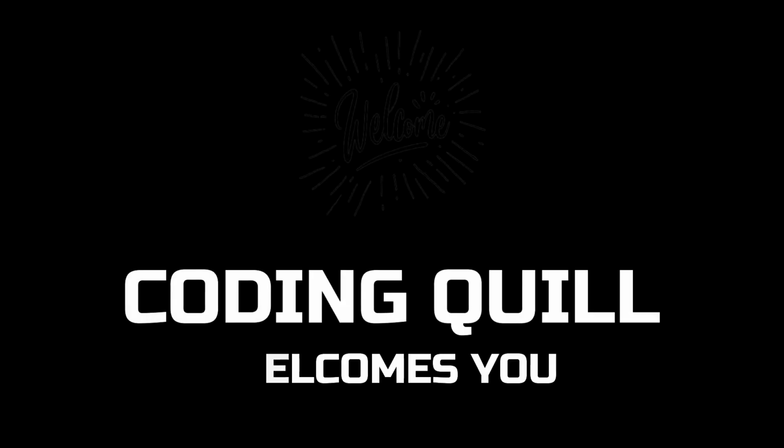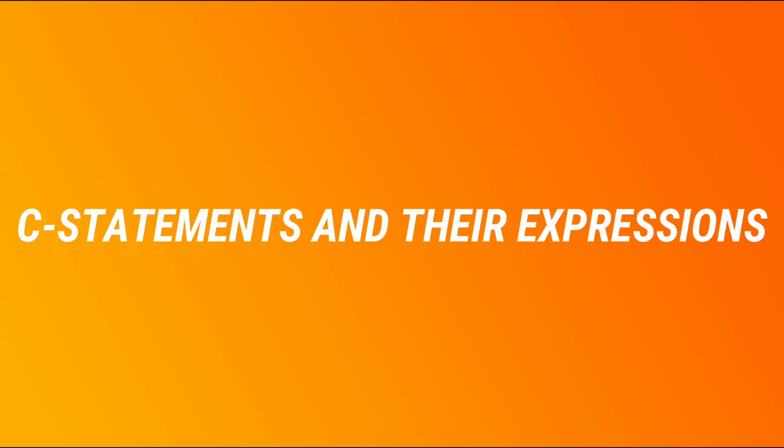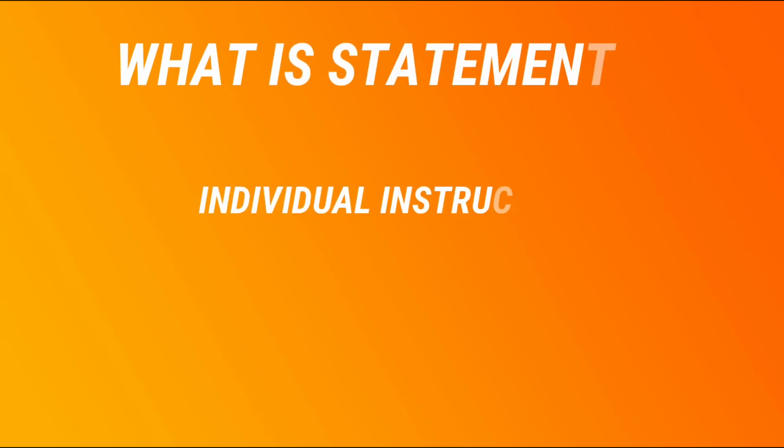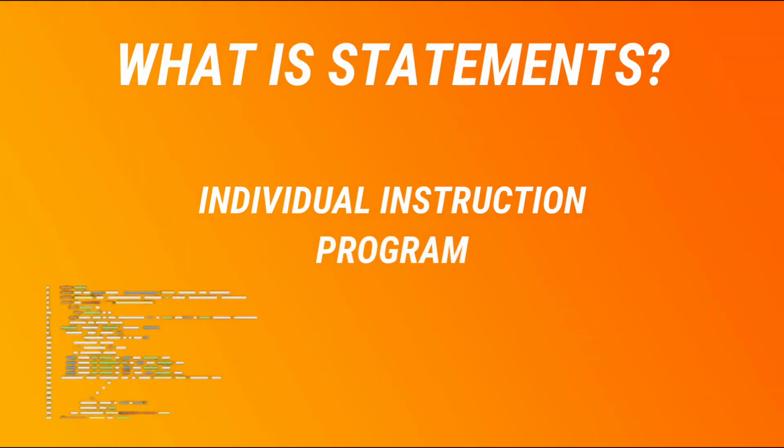Today, we are continuing our C programming series journey with our sixth topic: C statements and their expressions. So, what are statements? They are the individual instructions which make up a program. Basically, it is a line of code that performs a specific action.